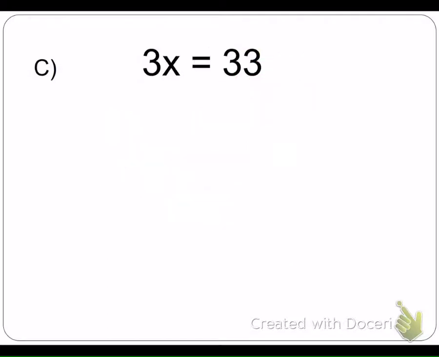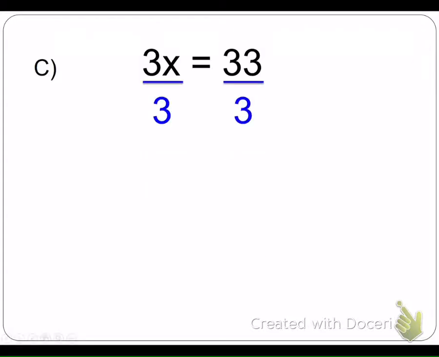All right, here's example C. So I have 3x equals 33. So I want to get that x by itself, and anytime you have a number right next to a variable, that's actually multiplication. So I want to undo multiplying by 3. You undo multiplying, the inverse of multiplying is actually dividing. So if I want to undo multiplying by 3, I have to divide this side by 3, which means I have to divide this side by 3 as well.